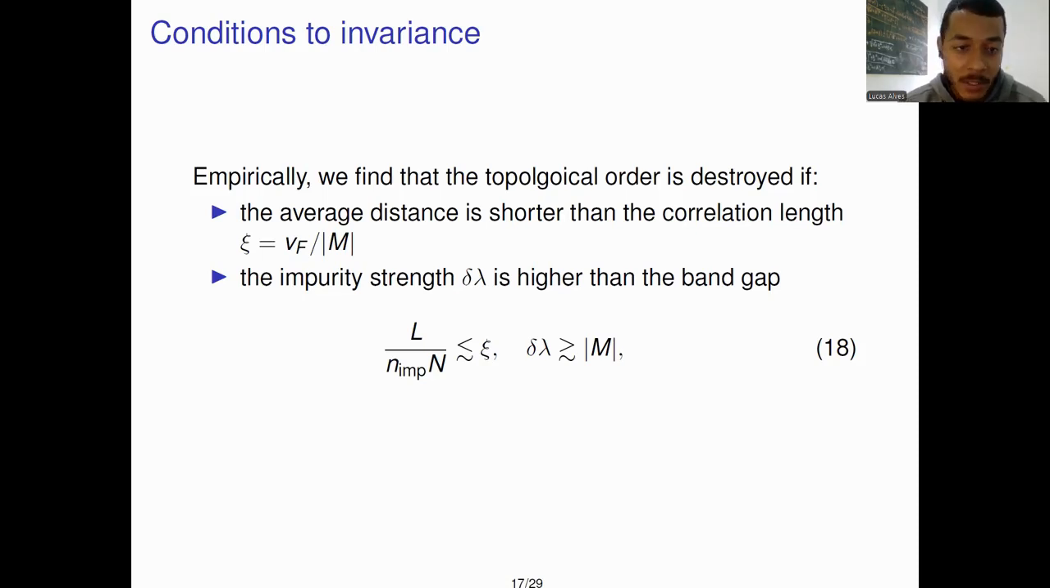satisfy two conditions. The first is that the average distance between the impurities must be smaller than a correlation length, defined as the Fermi velocity divided by the band gap. And the other condition is that the impurity strength should be higher than the band gap. We can destroy topological order by satisfying those two conditions.